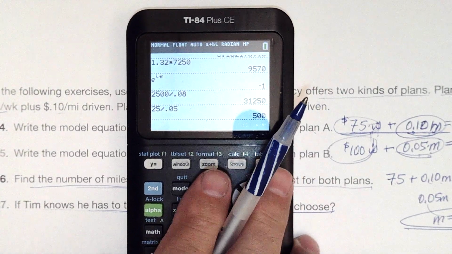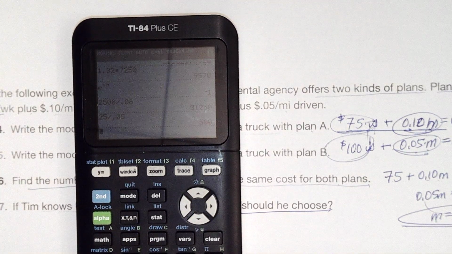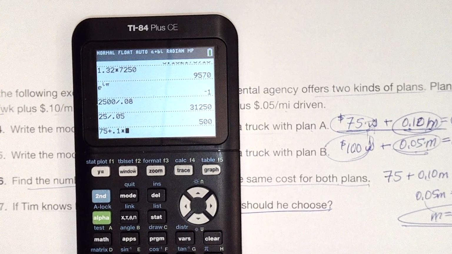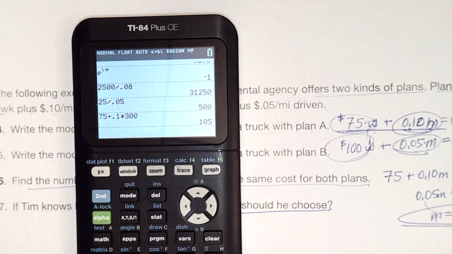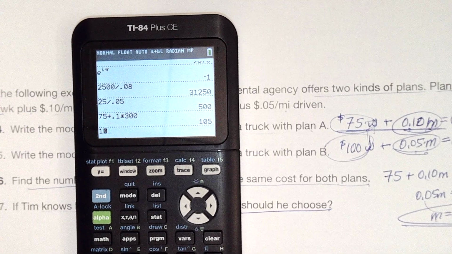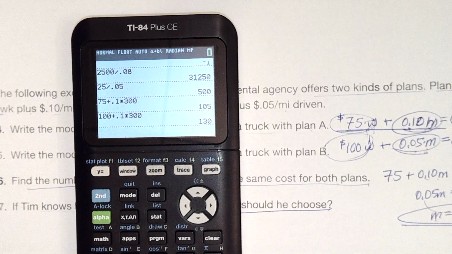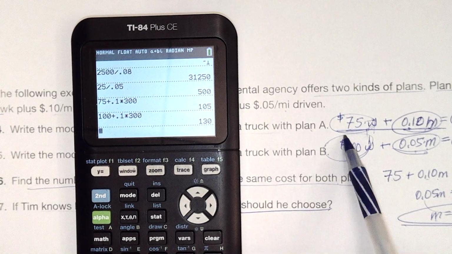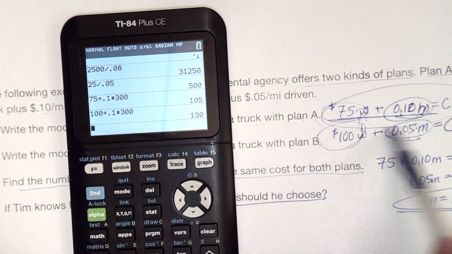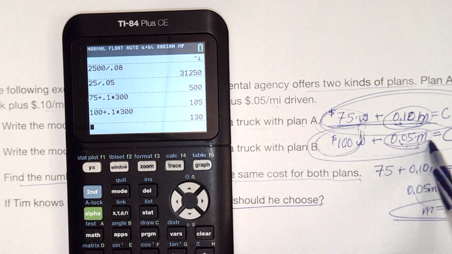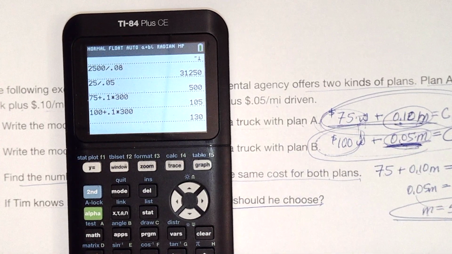Let's just check ourselves here. 75 plus 0.1 times 300, $105. 100 plus 0.05 times 300 is $115. So this plan is cheaper for less miles, but if you go a lot of miles, this one becomes cheaper because it costs less per mile.